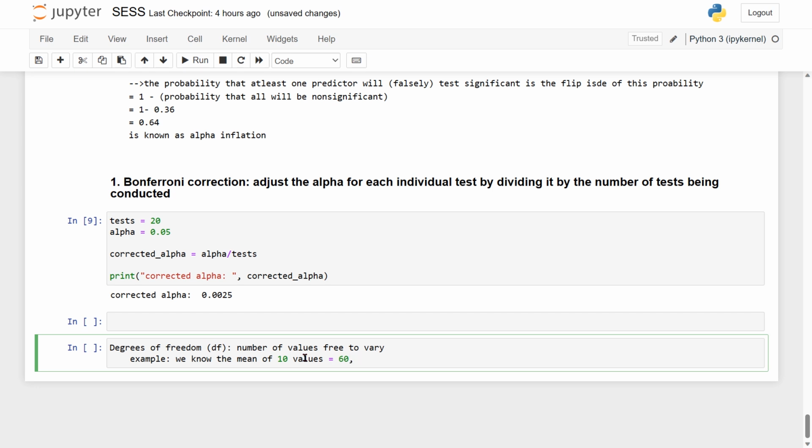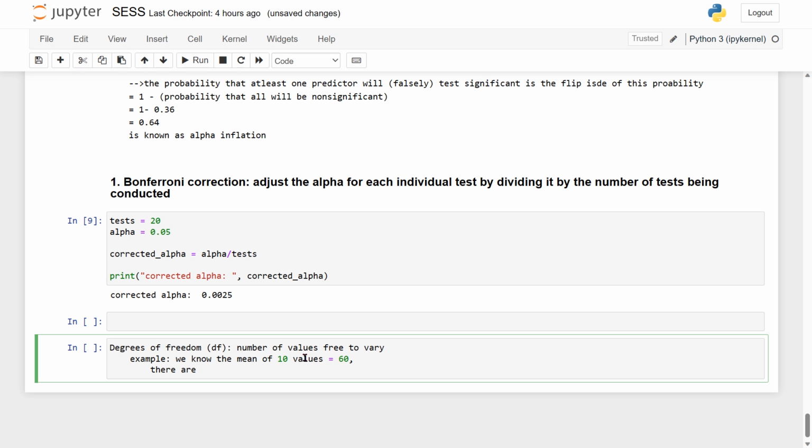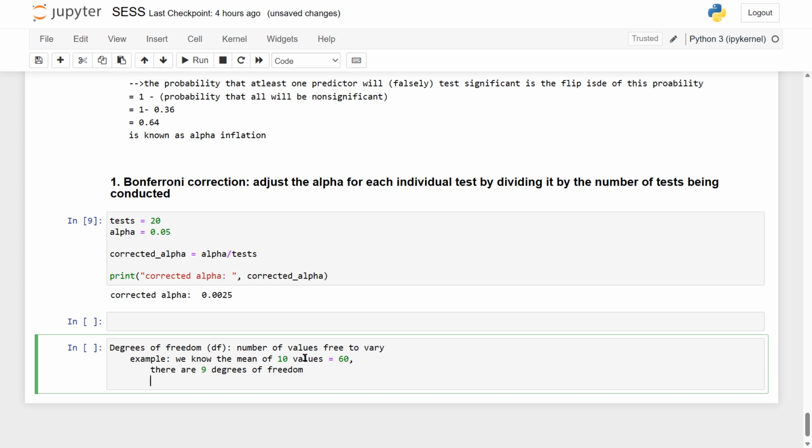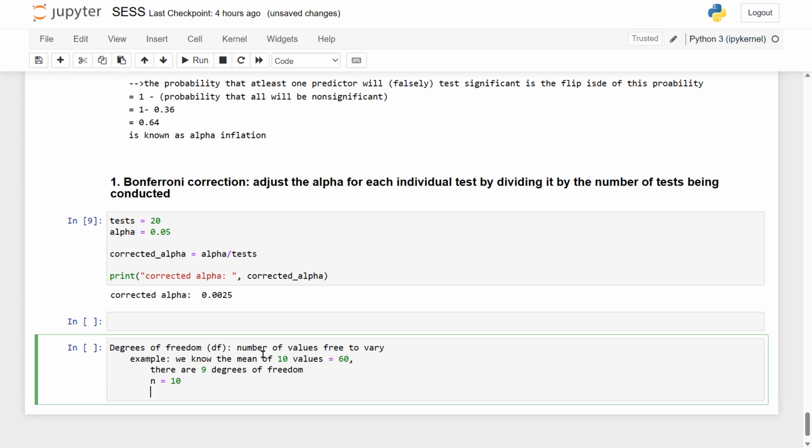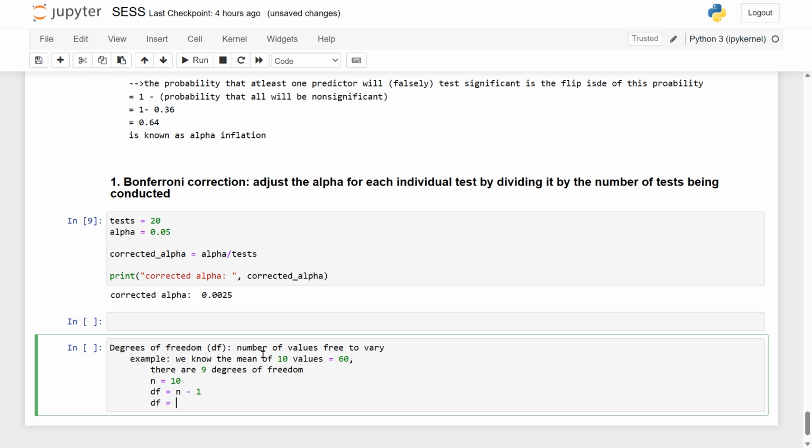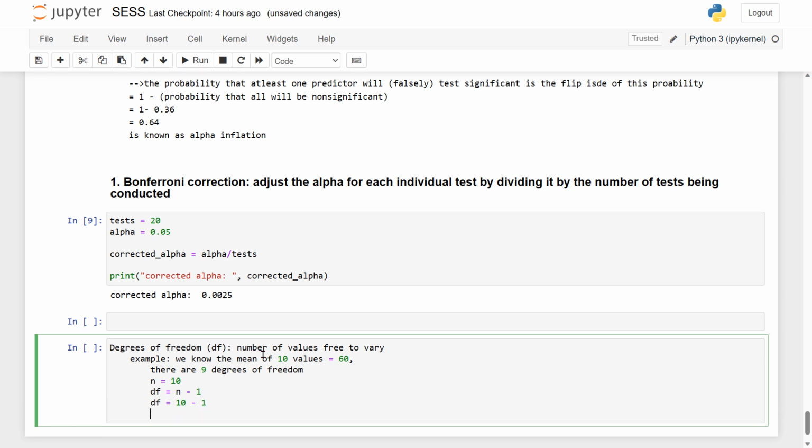So now there are 9 degrees of freedom. Why? Because the sample consists of 10 values, so n is equal to 10. So df is equal to n minus 1. So df is equal to 10 minus 1, which is obviously 9. So that's why the sample has 9 degrees of freedom.